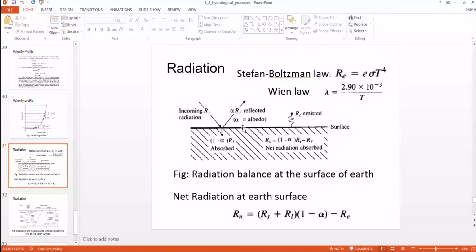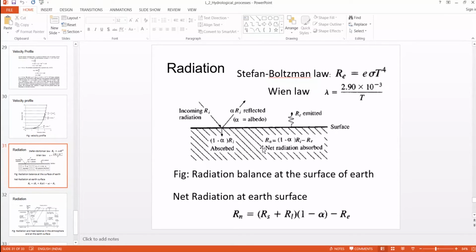Suppose water bodies, they absorb most of the sun's radiation and don't reflect much, so alpha is very small, like 0.06 or something like that. Whereas the snow surface doesn't absorb much, it reflects most of it, so alpha is 0.97.